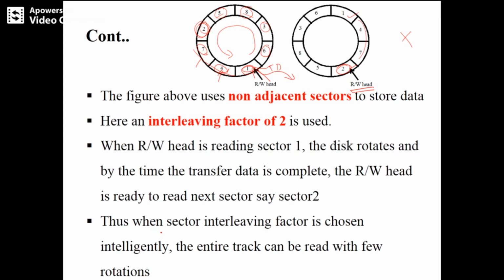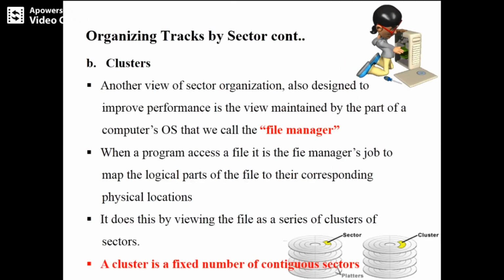But the thing is, we need to choose the interleaving factor very intelligently so that the entire track can be read with few rotations. Okay, so that is the designer's part. We need to think what interleaving factor we need to put in our structure. So that we need to decide intelligently. So this is about the sector organization.